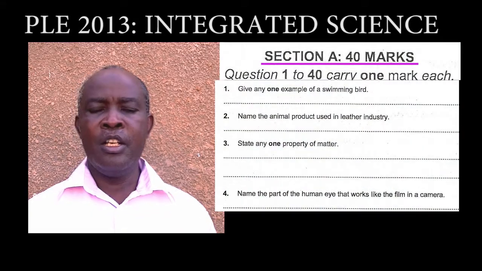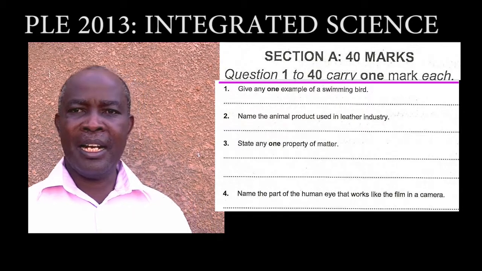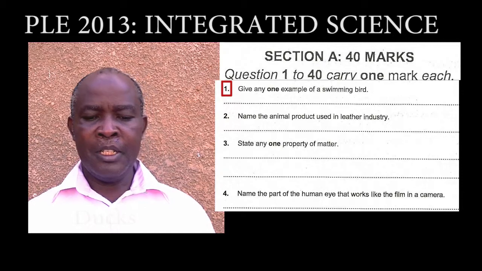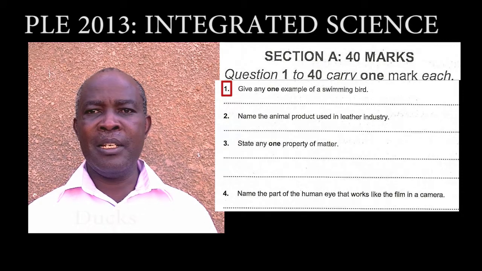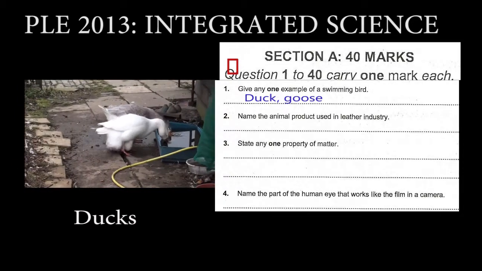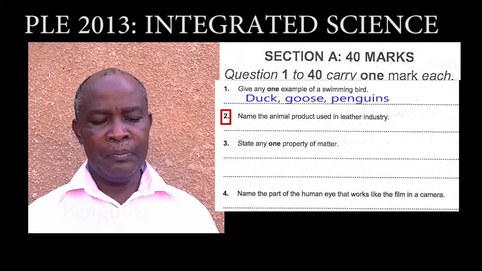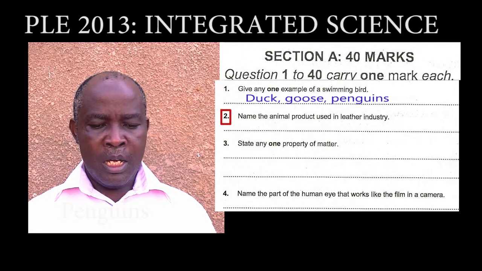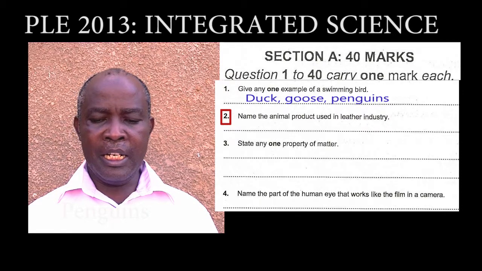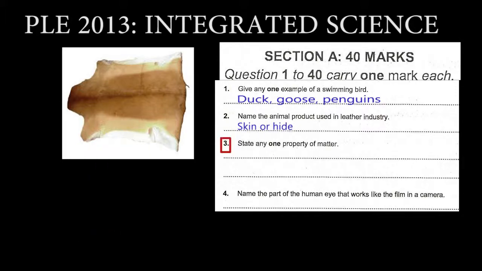Section A, 40 marks. Question 1 to 40 carry 1 mark each. Number 1. Give an example of a swimming bird. It can be a duck, it can be a goose, it can be penguin. Number 2. Name the animal product used in the leather industry. Skin or hide.